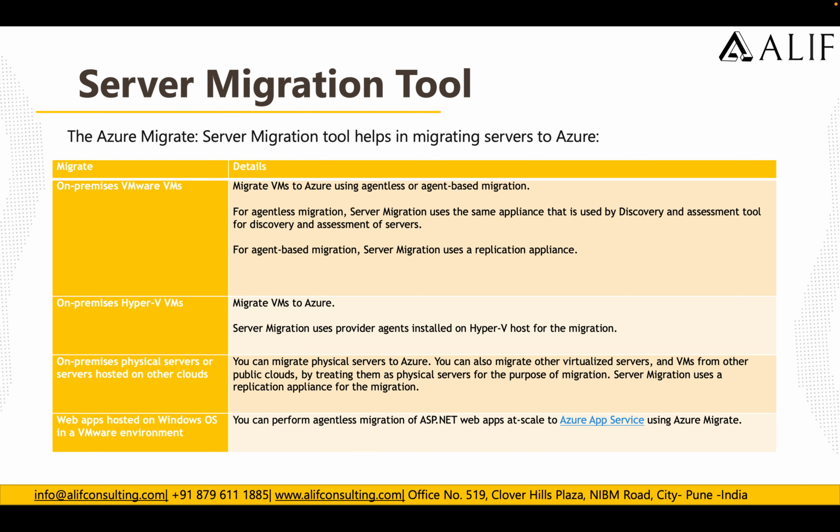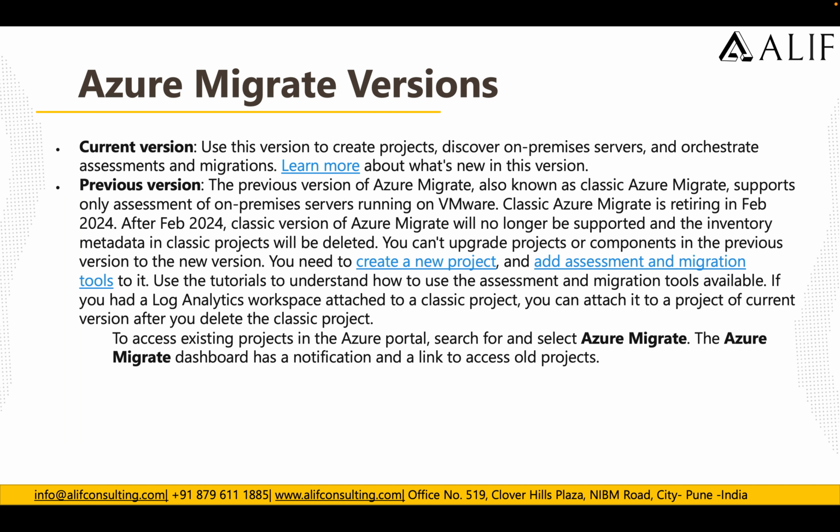The fourth capability which we have is web apps hosted on the Windows operating system in the VMware environment. So this is something where we can perform agentless migration of .NET ASP web apps at scale to Azure App Service using Azure Migrate. So these are the things which we can do under the server migration tool.